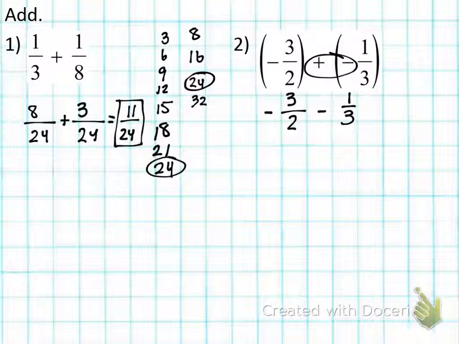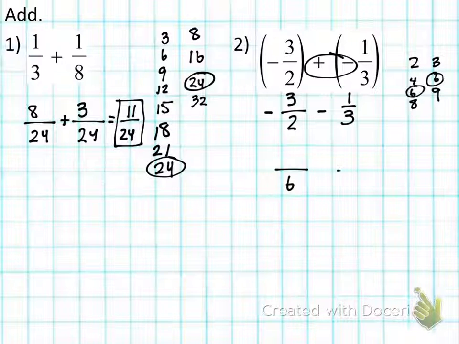You can multiply, but that's not always the best case, though in this case it doesn't really matter. So multiples of 2 are 2, 4, 6, 8, 10, right? Multiples of 3 are 3, 6, 9. Lowest number in both lists is 6. Making a new set of fractions, denominator of 6. Okay, bringing down the signs.